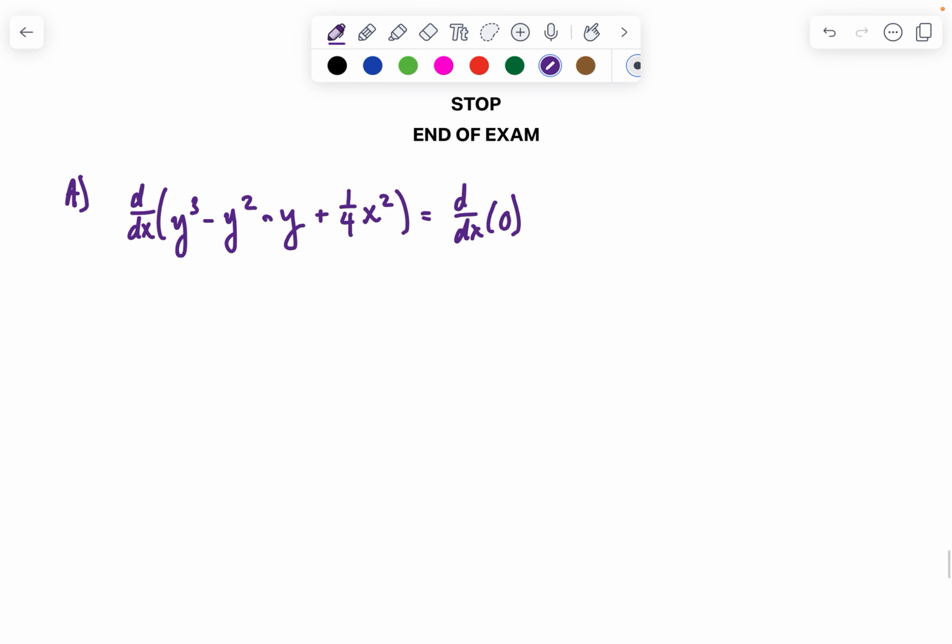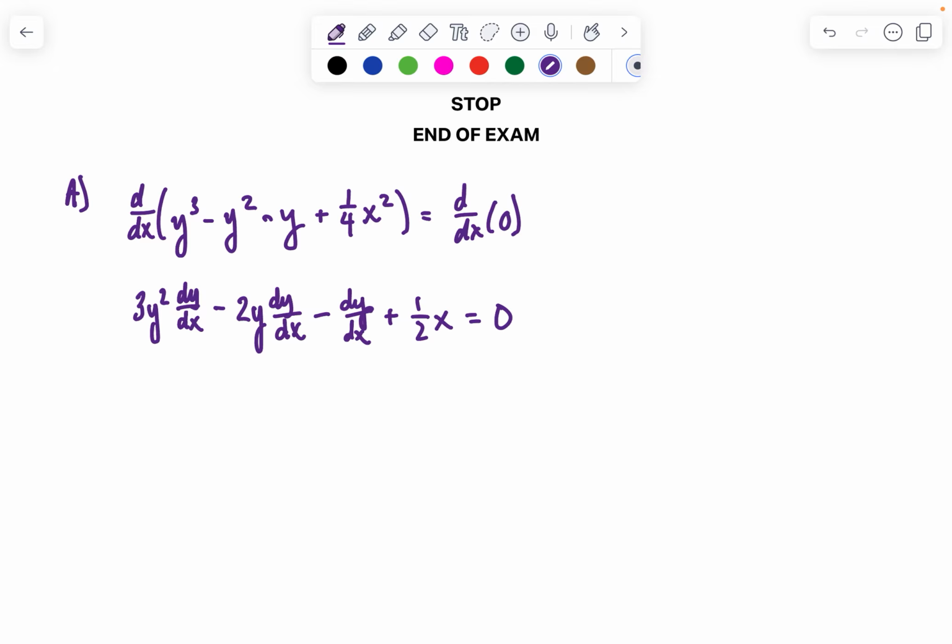So the first one here is going to be 3y squared, but then we need to add in our dy/dx because we're differentiating with respect to x. So we got 2y dy/dx minus the derivative of y would just be 1, but don't forget that dy/dx. And then here we've got, bring the 2 down, so 1/2 x, and we don't need to write dx/dx, we'll just leave it at that. And the derivative of 0 is 0.